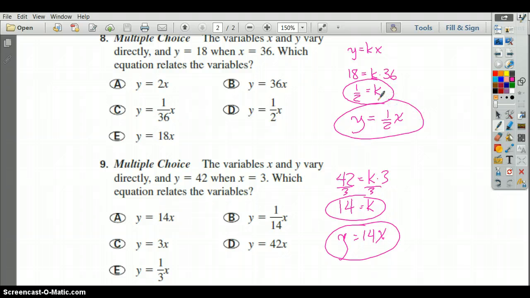Okay, how are we matching up? So it looks like letter D. Okay, and let's go to the next one. How about letter A? Okay. And that will be it for today.